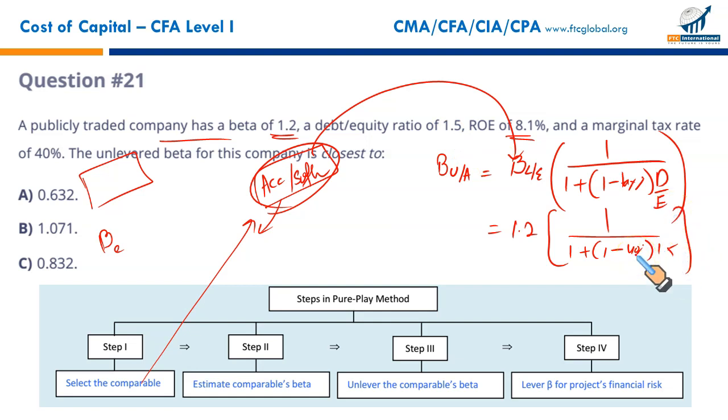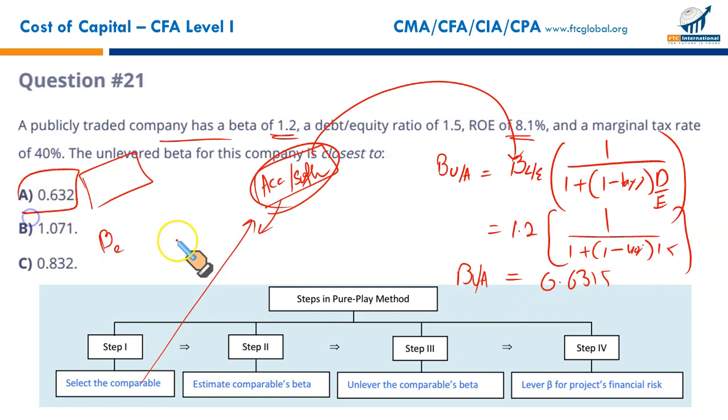I'm going to solve this for you first. 1.5 times 0.60 plus 1, take the reciprocal of this number, and then multiply it with 1.2. It gives me 0.6315. This is the unlevered or asset beta specific to this software development company. Done. You have got your result.